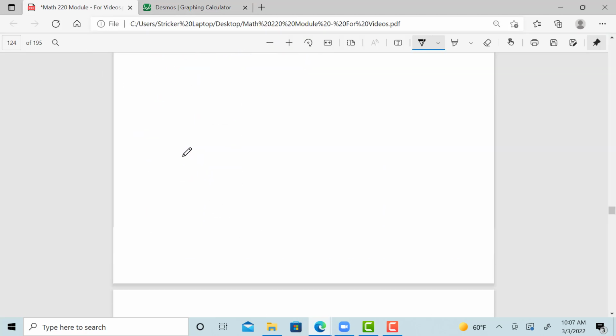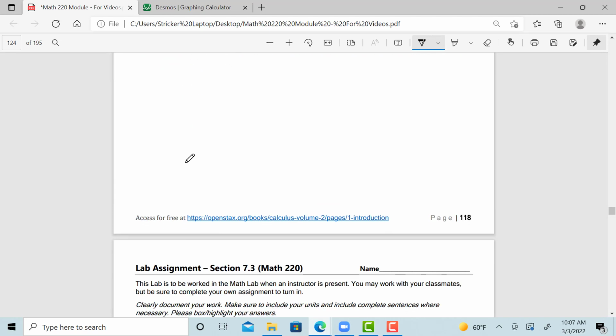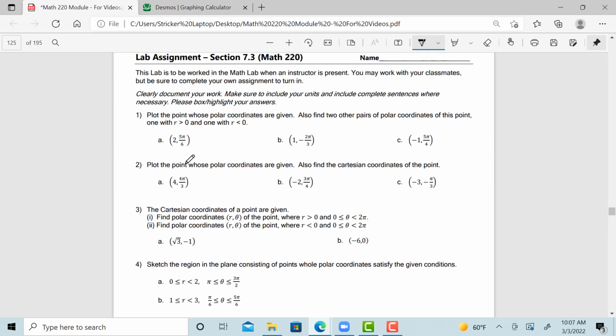And that's going to do it for this section. Feel free again to use Desmos to help you. You have your lab assignment to work on and your homework as well.